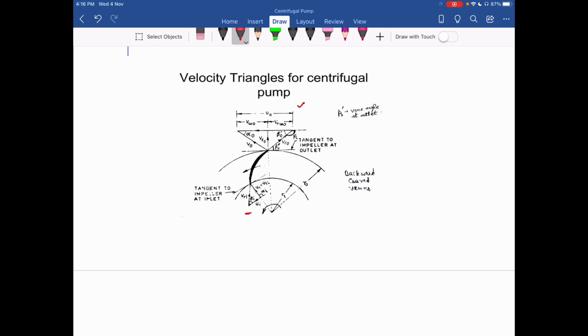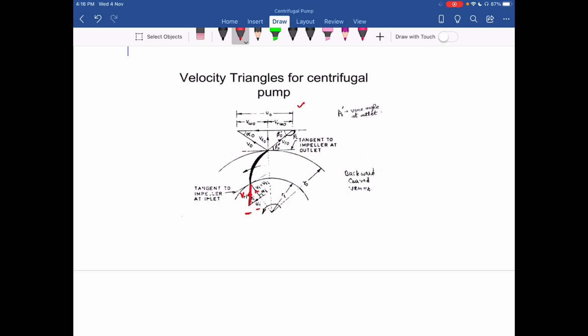Okay, so water enters radially with VI velocity, you can see here. So that is at angle alpha I equal to 90 degree at the inlet. So corresponding to that, my VRI, so VRI is along tangential direction. Water enters the vane with velocity VRI in this tangential direction. Okay, and UI is my tangential velocity.